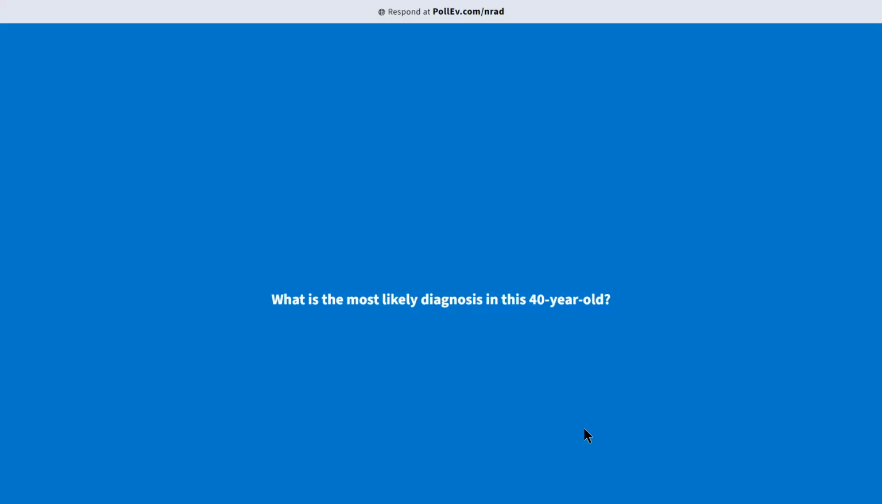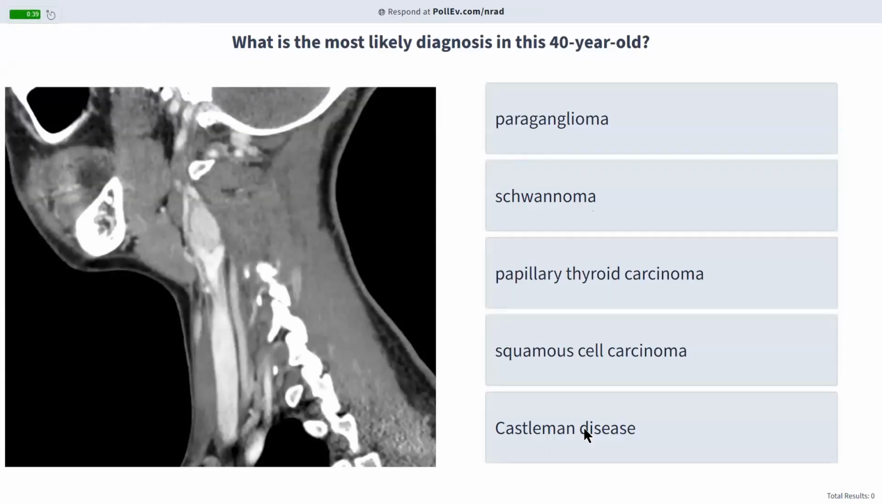What is the most likely diagnosis in this 40-year-old? They presented with a neck mass, as in they felt something in their neck.